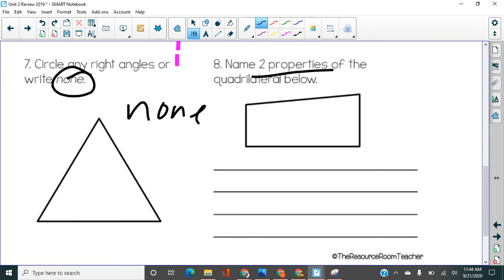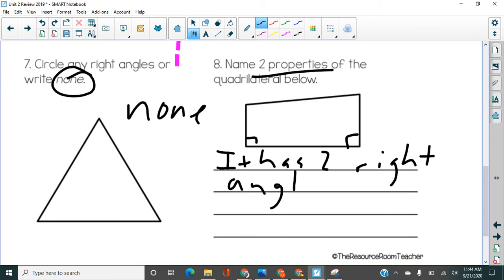Name two properties. It's properties, so like what's true? Two things that are true about this quadrilateral below. Well, one thing that I see is I see a right angle here and here. So I could say it has two right angles. Now I want you to tell me, is this a trapezoid or a parallelogram? Trapezoid or parallelogram?